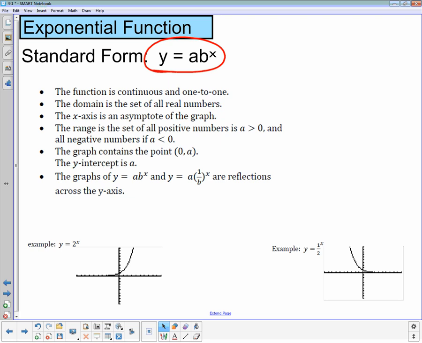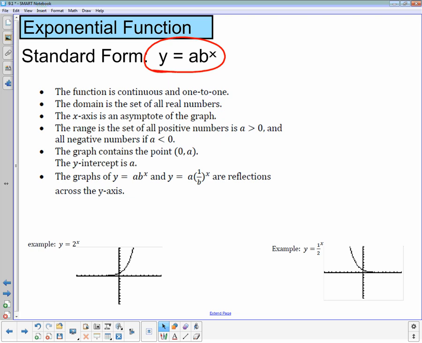The domain is the set of all reals. We're always going to have all reals here, or we can plug in any x value for that exponent. The x-axis is going to be an asymptote of the graph, and we talked about asymptotes a little bit in chapter 8. Asymptote means that it approaches but never crosses. So it's important to know that your graph is never going to touch that x-axis. The range of the function is all positive if a is greater than 0, and all negative if a is less than 0. So it's either all above the graph or all below the graph, depending on that a value.